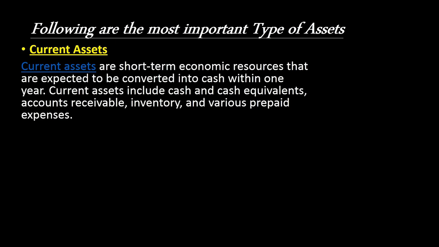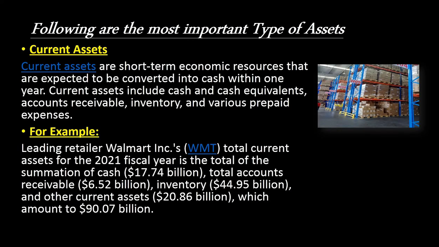Now let's talk about a real life example of current assets. So let's take Walmart as our example. Leading retailer Walmart's total current assets for the 2021 fiscal year was about the summation of $17.74 billion. Total account receivable was $6.52 billion. Inventory they have was about $44.95 billion, and other current assets approximately $20.86 billion, which means that the total amount of $90.07 billion is their current asset.